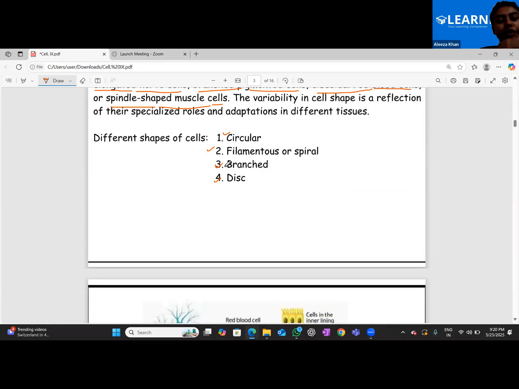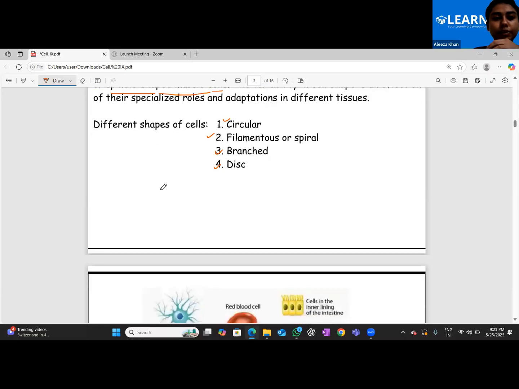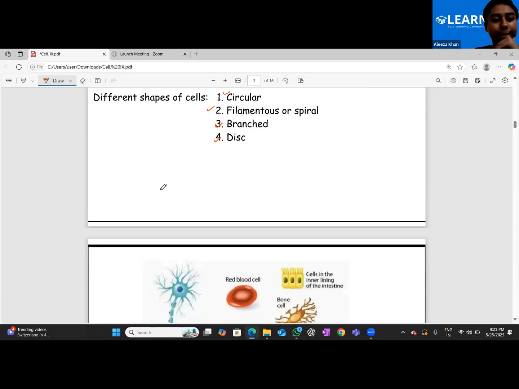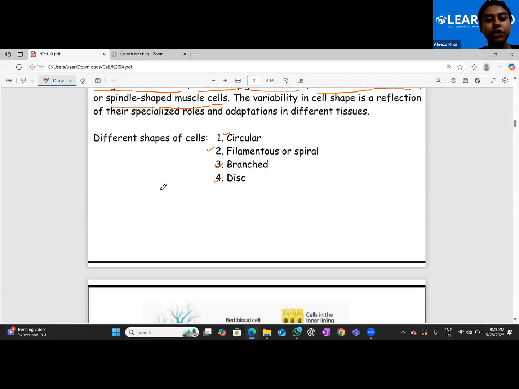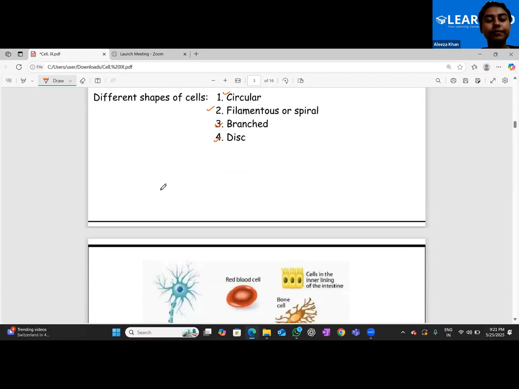Please write these four shapes of the cell. Just give the heading shape of the cells and write these four. Are these shapes clear to you, Abdullah? If you want to write examples, you can write elongated nerve cells, discoid shape of RBCs, which are usually concave in shape. Yes, ma'am, wrote.